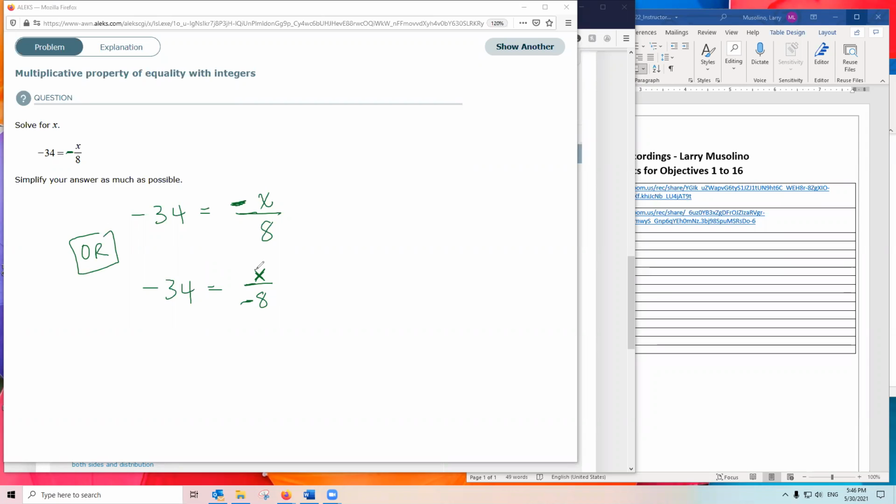Well, I know I want to get x by itself, so it'd be better for me to write it this way. And now I have to analyze what needs to be done to get x by itself. Well, notice right now, x is being divided by -8. Well, to get rid of a division, we can use multiplication. By the way, whenever you see a fraction bar means division.